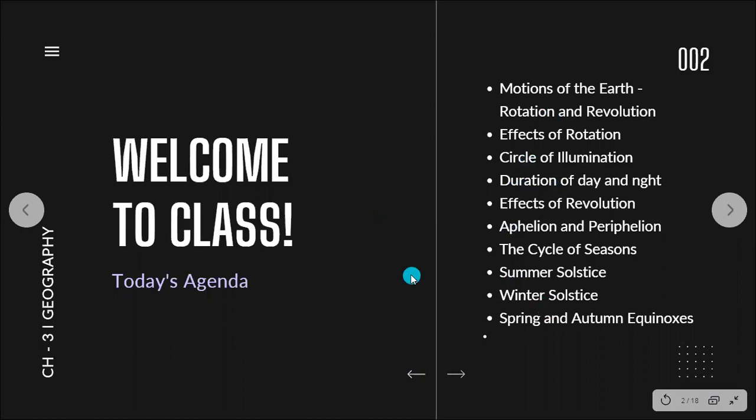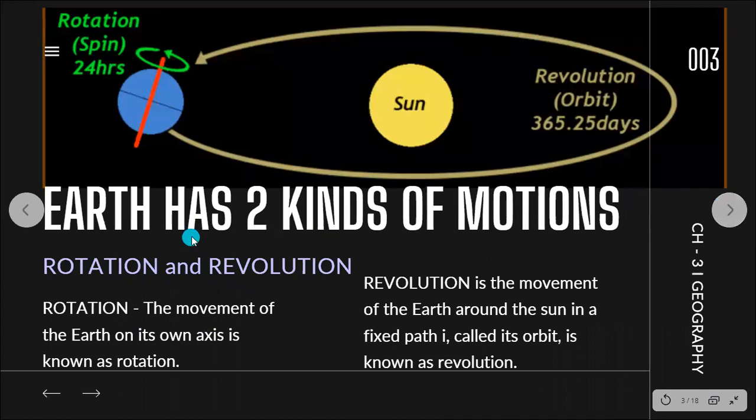Okay, so it's going to be a very interesting, fun chapter, and a very concept based chapter. So make sure that you try to understand these concepts. Once you're good with the concepts, you're good with the chapter, right? So now students, earth has two kinds of motions, rotation and revolution, right? When I say motions of the earth, what am I referring to?